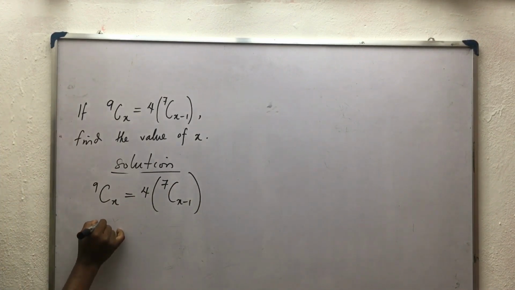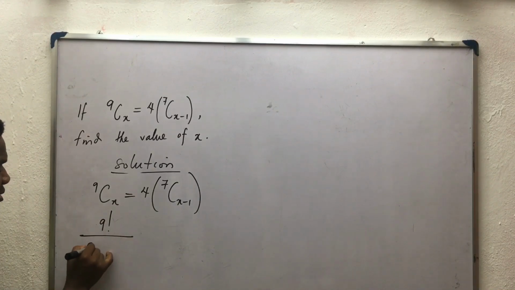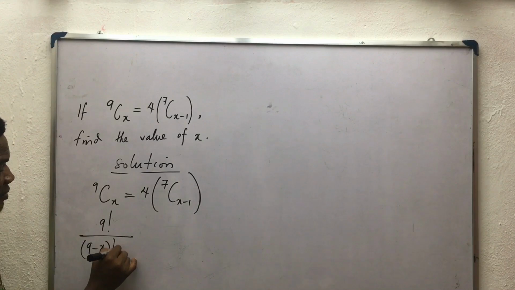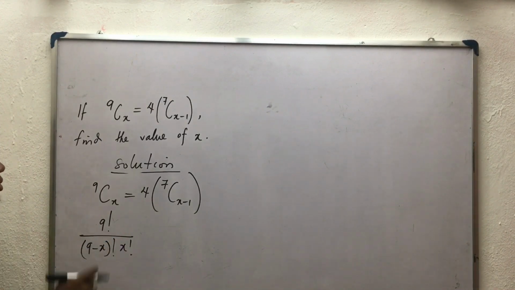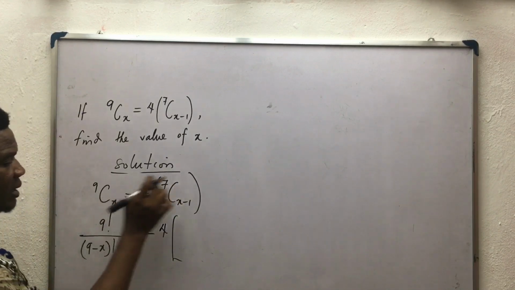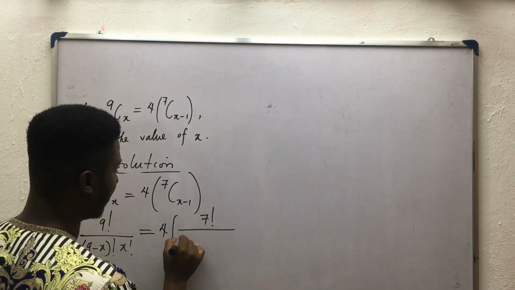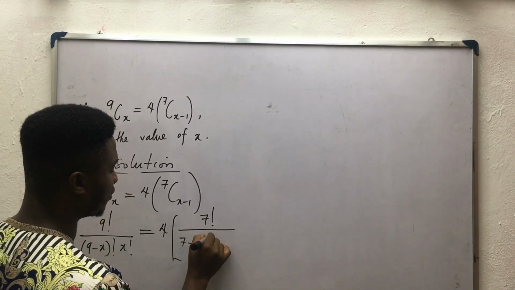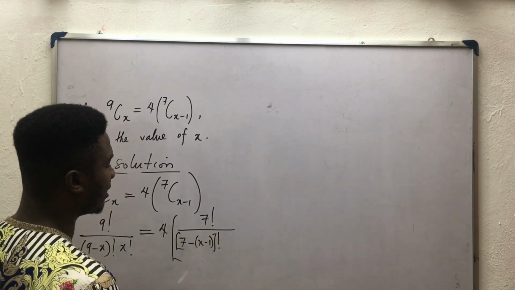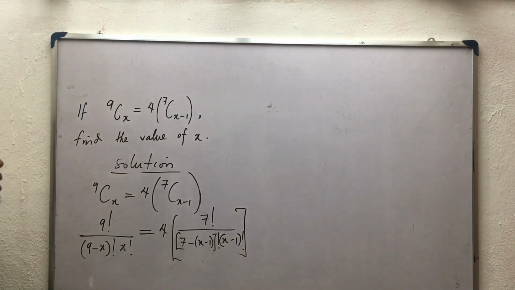So let's simplify. I'm going to start with writing out 9 combination x in its combinatorial form. That is 9 factorial all over (9 minus x) factorial times x factorial. So this is how to express this in a more detailed form. And I'm going to come over here, put my 4, and then repeat what I have done in the bracket. That would mean writing 7 factorial all over (7 minus (x minus 1)) factorial, and then x minus 1 factorial. So this is the first step I'll be taking.